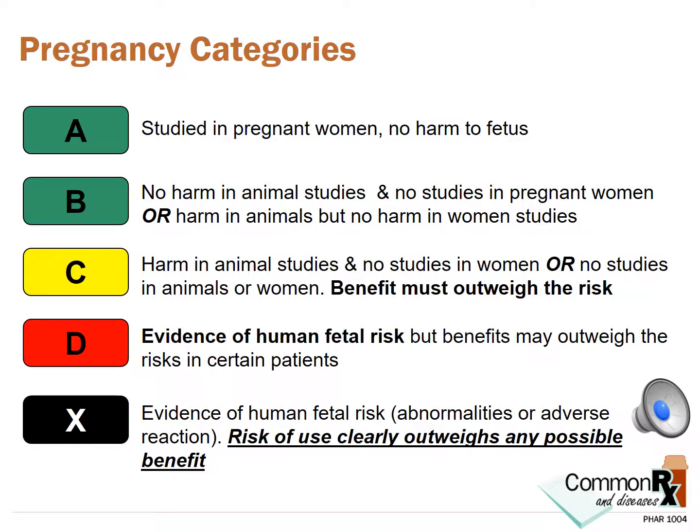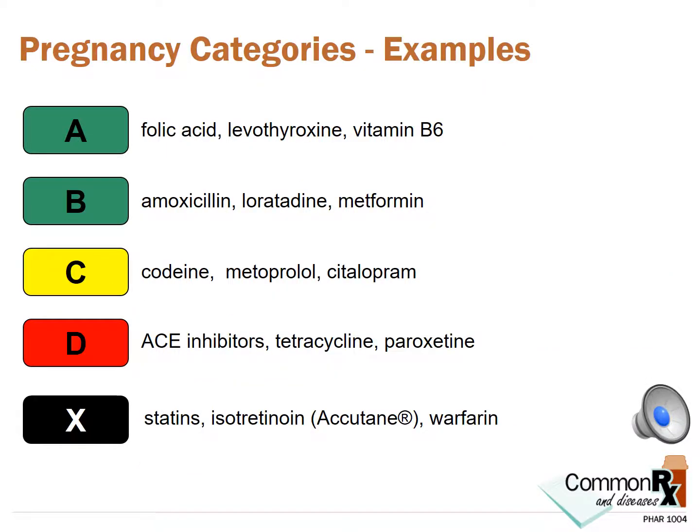Category X drugs show evidence of human harm and should never be used, as the risk to the fetus clearly outweighs any benefit to the mother. As drugs move further into phase 4 trials and more data is collected, pregnancy categories may be updated. Here are some examples of medications that fall into the various pregnancy categories. We'll cover a few of these medications later in the course, but you do not need to memorize this list.